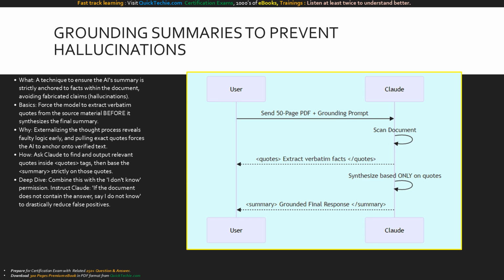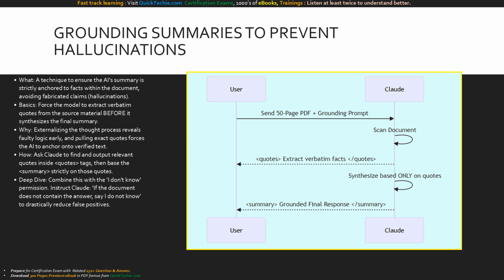The secret is to force Claude to extract verbatim, word-for-word quotes from the document before it writes the summary. By asking Claude to place these quotes inside a specific quotes tag, we force its attention mechanism to physically anchor onto the truth. Only after the quotes are extracted does it synthesize the final summary.